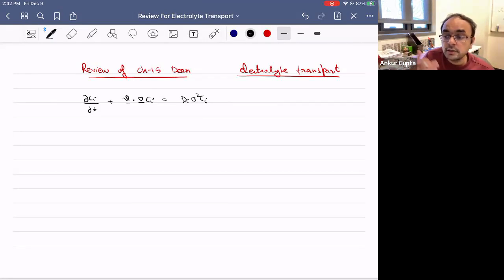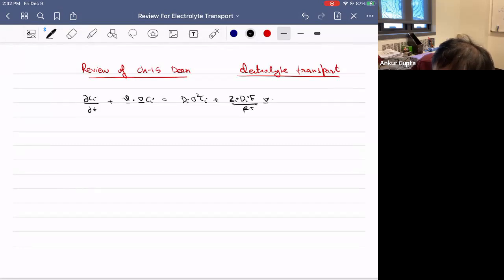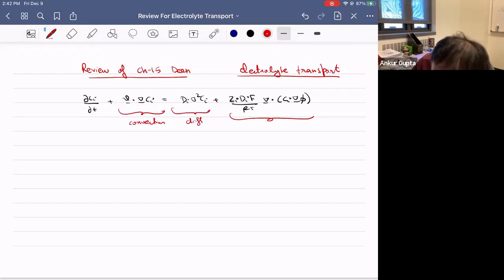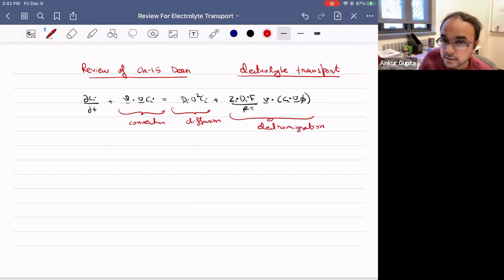We had something like this in the usual species, but now we have also added another term, Zi F by RT del dot Ci grad phi. So this was convection, this was diffusion, and now this is a new term which is called electromigration. And this migration essentially happens because ionic species are charged.